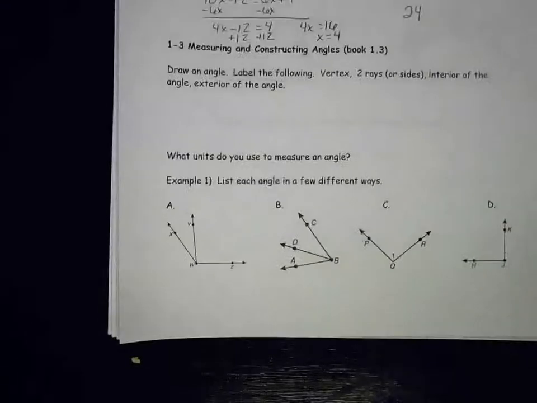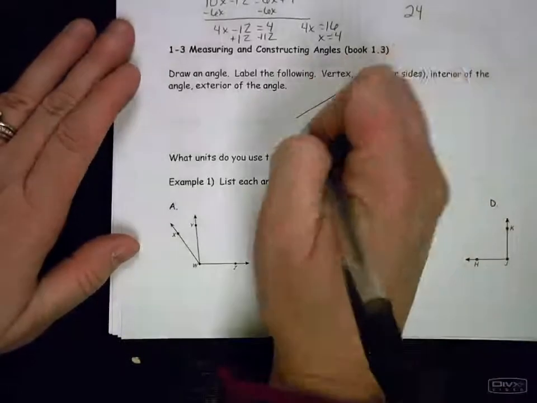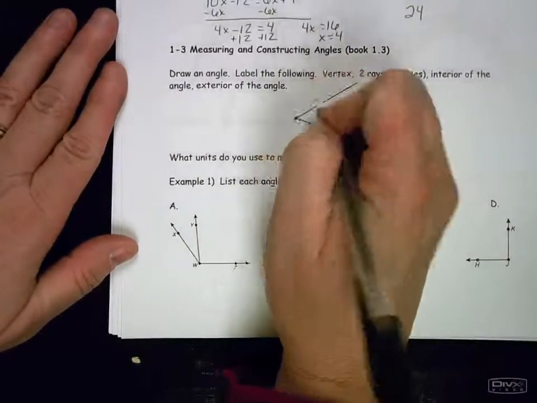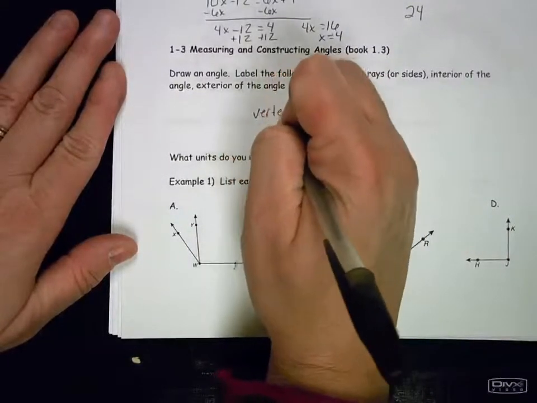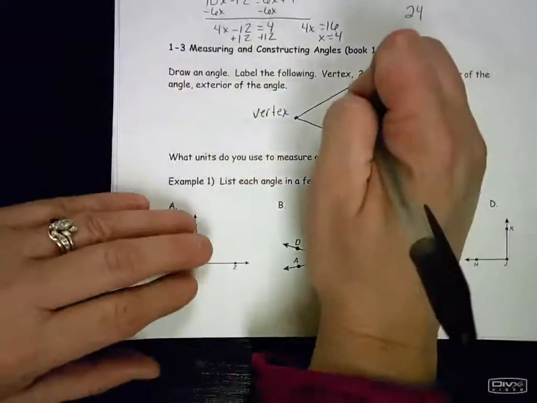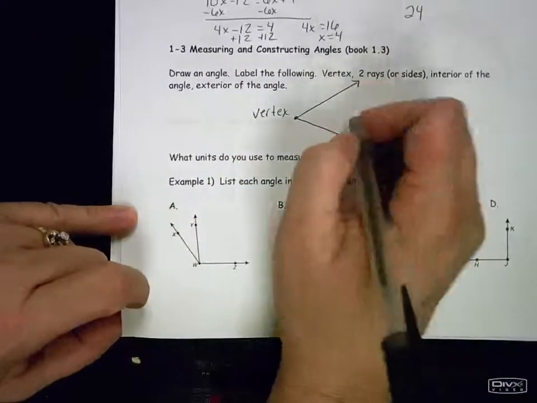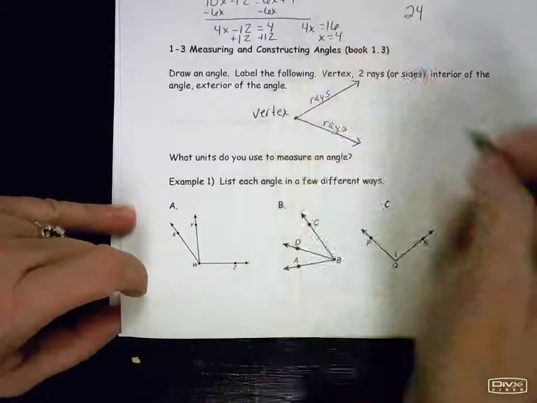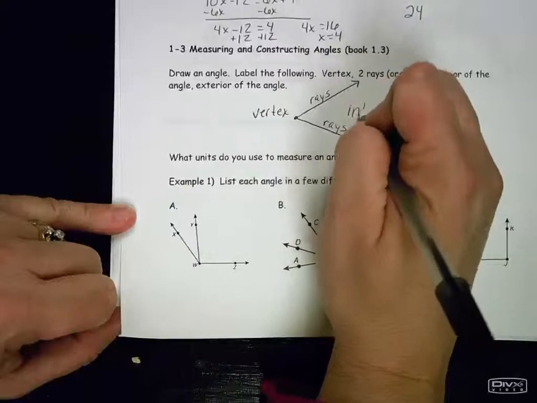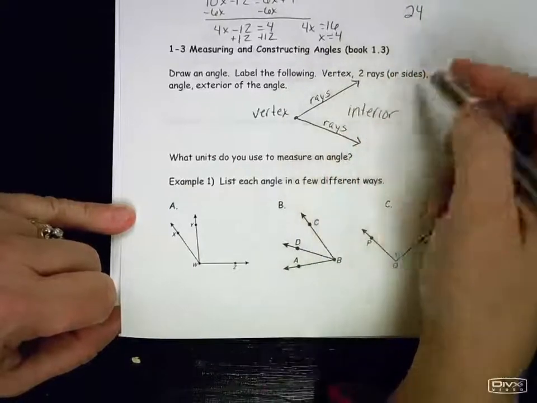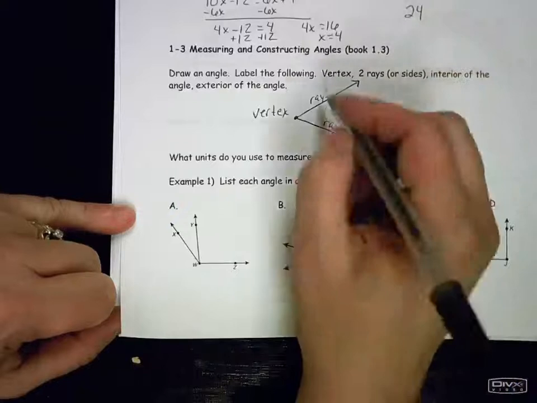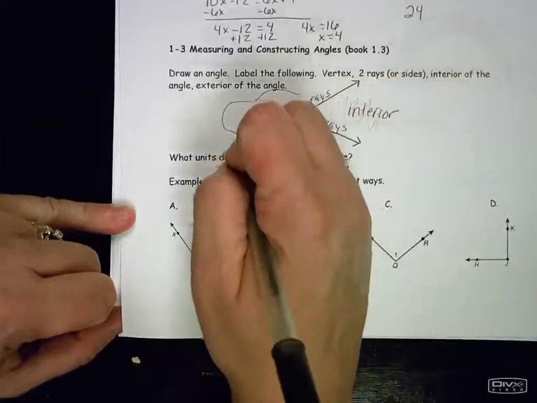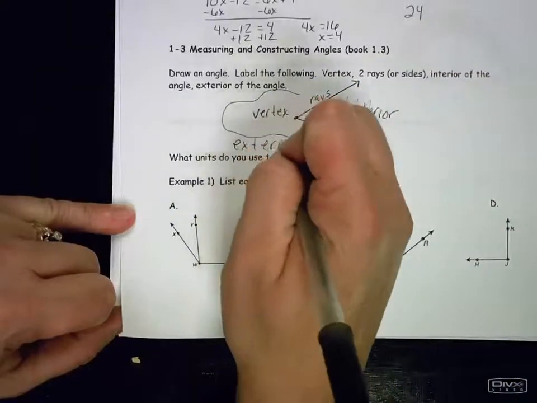Chapter 1, Section 3 is measuring and constructing angles. And we're going to draw a big angle in here. This point right here, where the two rays meet, is called the vertex. These rays right here are called the rays or sides. This would be the interior, everything that's here on the inside, and then everything over here would be the exterior.